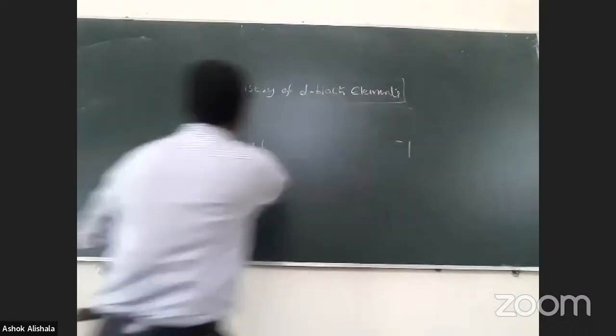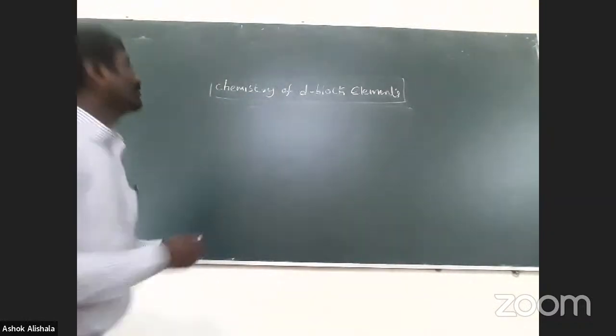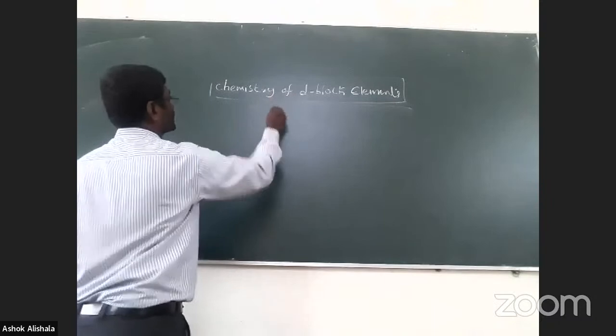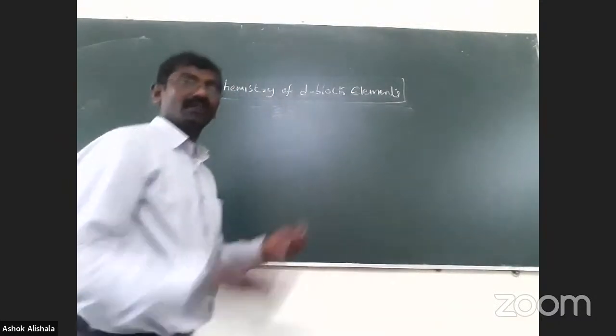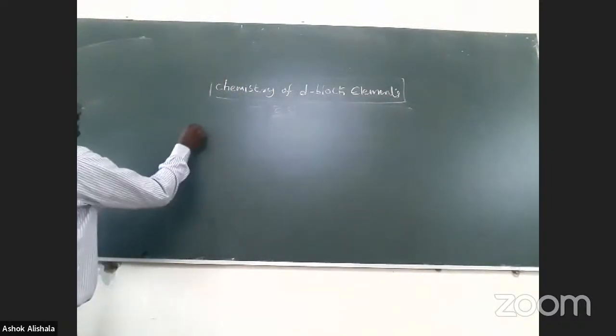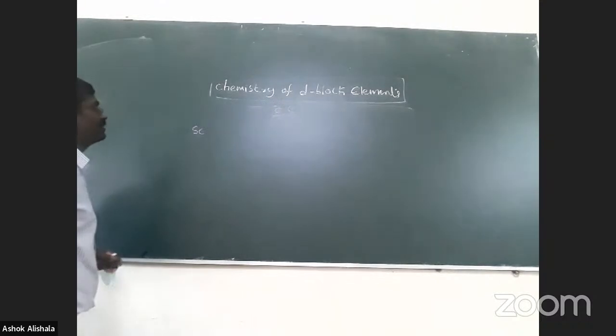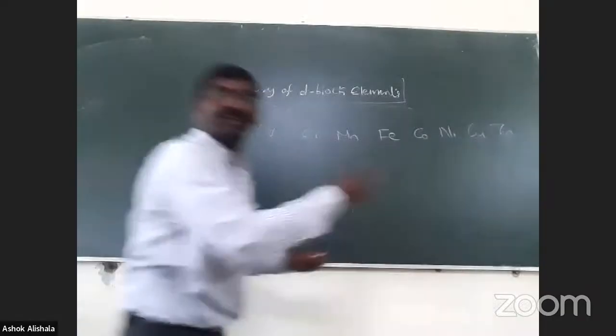Right. Next, some more important questions from the electronic configuration. Generally they focus on the 3D series. What are the 3D series elements? Scandium, titanium, vanadium, chromium, manganese, iron, cobalt, nickel, copper. Is it visible to all in the area?